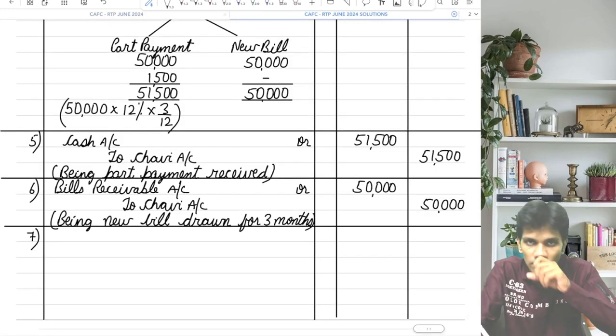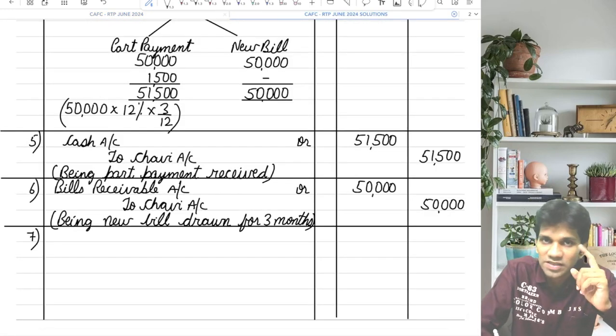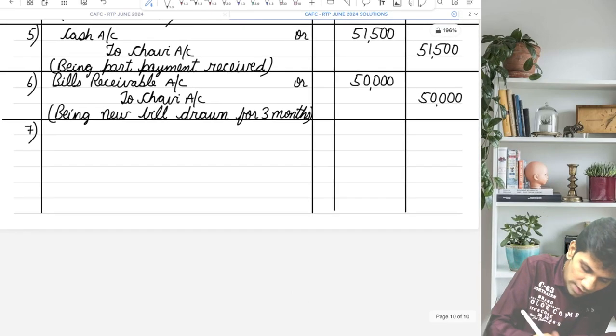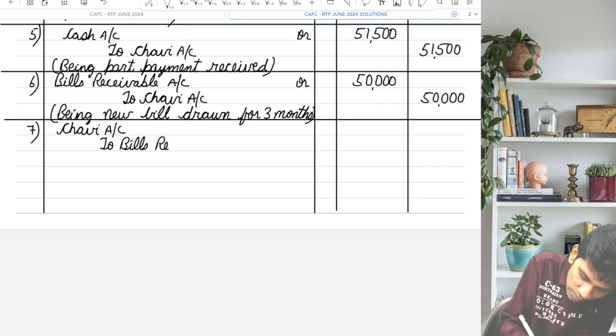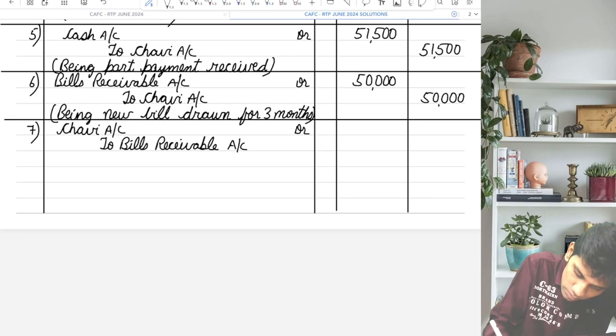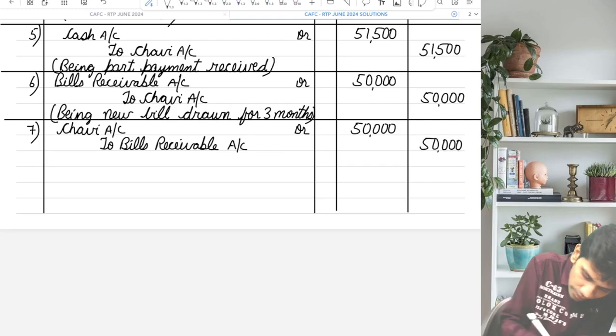So whenever insolvency comes, we are supposed to pass two entries. One is the dishonor entry, and in the dishonor entry, the drawer will always use the word drawee account debit, so Chavi account debit, and credit the party with whom the bill is lying. Right now the bill is lying with us only, so to bills receivable. जिसके पास bill पड़ा है उसको credit करो. 50,000. Being new bill dishonored.